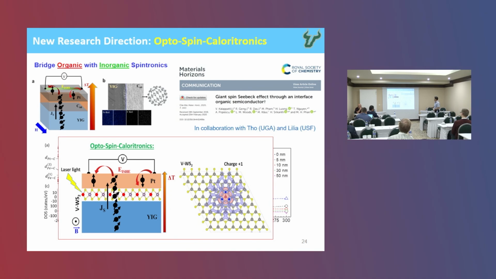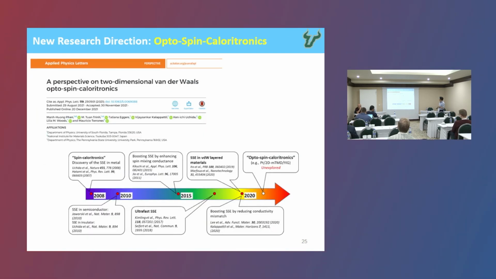The group from Korea used only TMD monolayers. It's not magnetic TMD, and they show that it's an enhanced effect. So in this case, what we propose is that if we use a magnetic TMD monolayer, we not only enhance the spin Seebeck effect, we can also control the magnetic properties using laser light. This means we can control the spin charge conversion using optical means. And that leads us to propose a new research field we call opto-spincaloritronics. This remains unexplored, so hopefully future research would focus more on this.